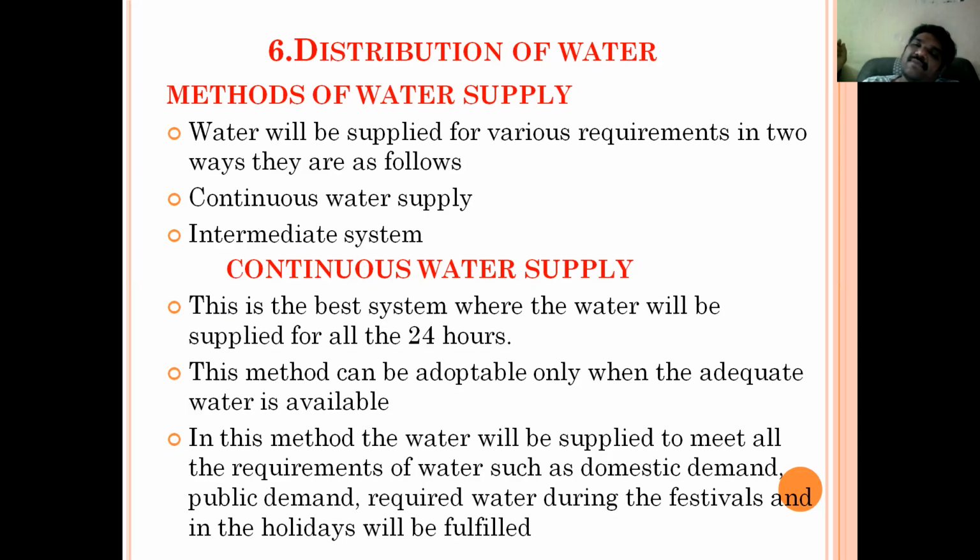We have seen various types of requirements: commercial demand, domestic demand, public demand, fire demand, and miscellaneous quantity of water to be allocated. We have seen all the types of requirements, and all the factors have to be looked after whenever we are supplying water continuously.